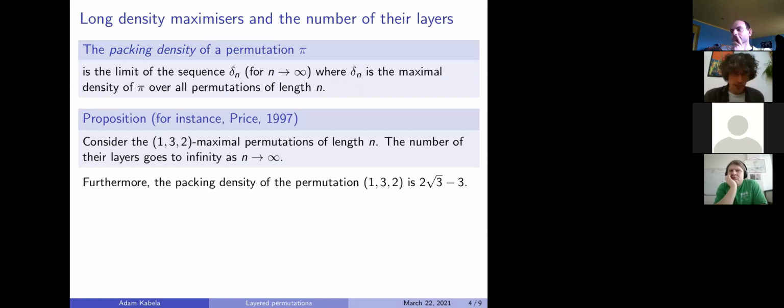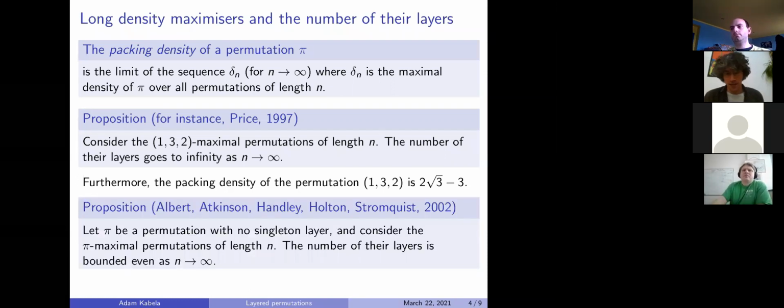and people did the calculations, and we know the optimal density of the permutation. So this is a particular example of a pattern for which in the layer maximizers the number of their layers goes to infinity.